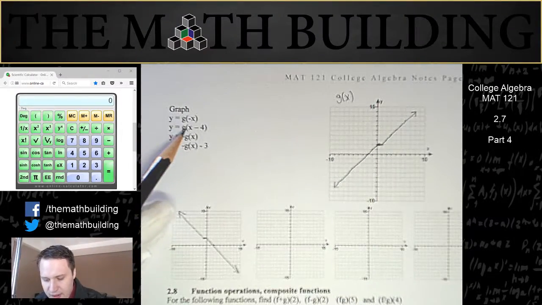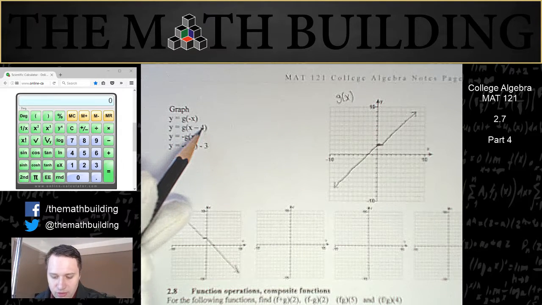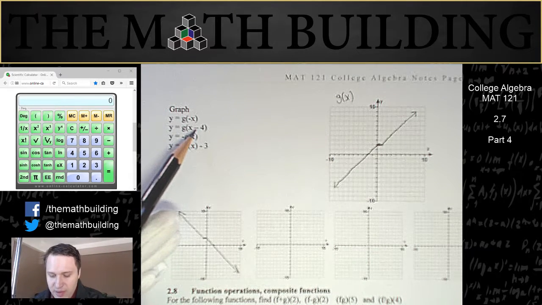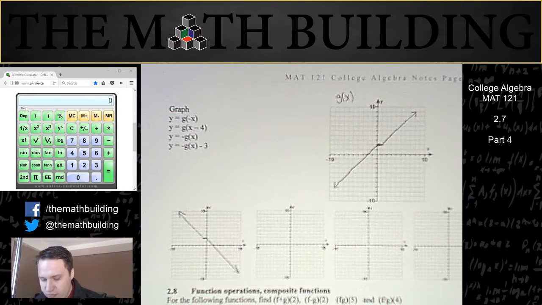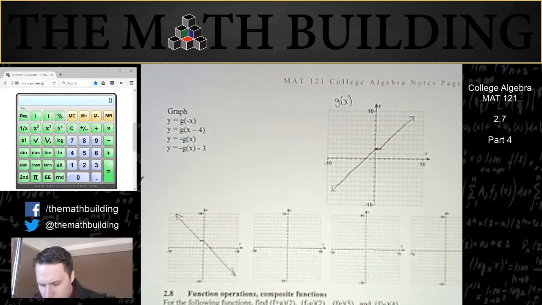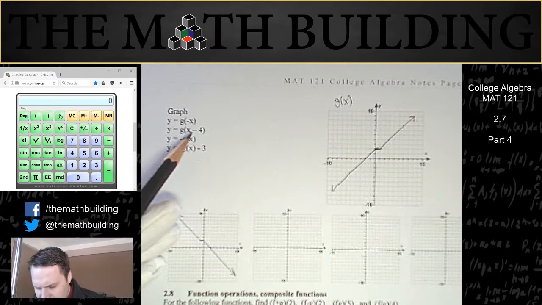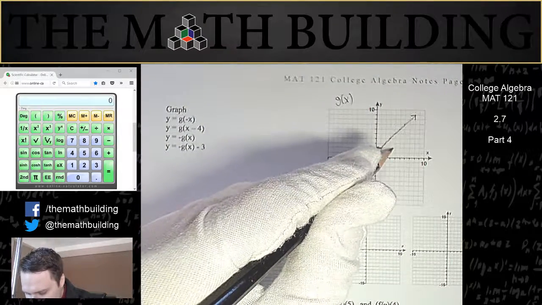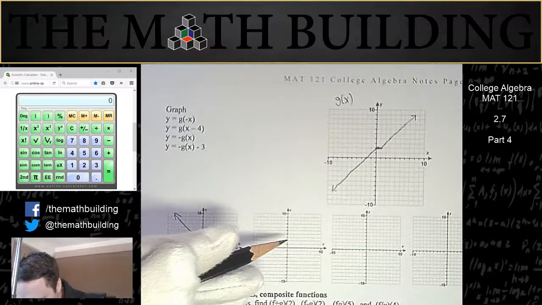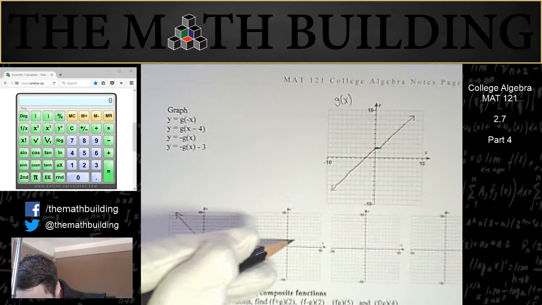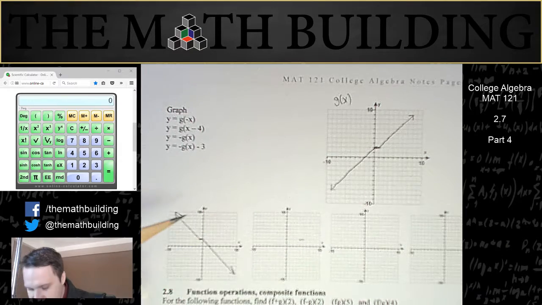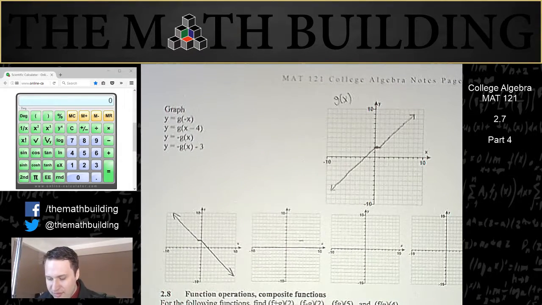This one will be easier. We're shifting it x minus 4 spaces. We're inside the parentheses, and so that means we're moving left or right. And we move in the opposite direction, so we move in the positive direction 4 spaces. So this little line right here gets moved 1, 2, 3, 4. So instead of being here, it should go 1, 2, 3, 4. So that little line is right here now. And that's it. Everything else in the graph stays the same.